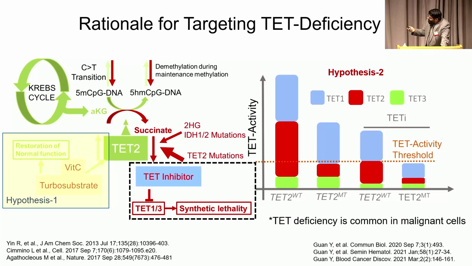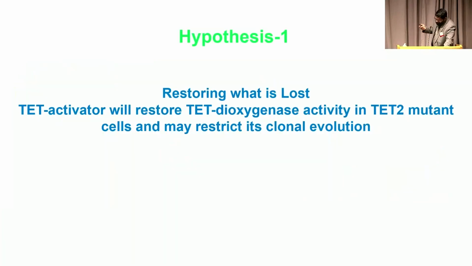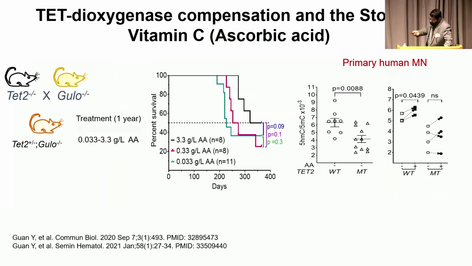Now, the first aspect I'm going to show: when we were working on this, we asked whether we can restore TET activity, and restore or terminate the malignant program. With Ming Jiangzhou, we collaborated, and because for mouse, ascorbic acid is not a vitamin, because it has an enzyme, Gulo enzyme, which makes vitamin C, we crossed the Gulo mouse with TET2 to create a vitamin C deficient model. But even supplementing a supraphysiological dose in the context of mouse, we don't see much difference.